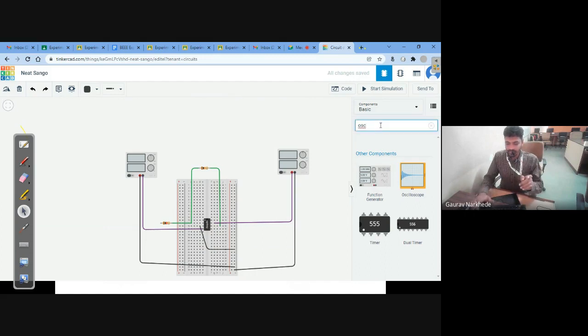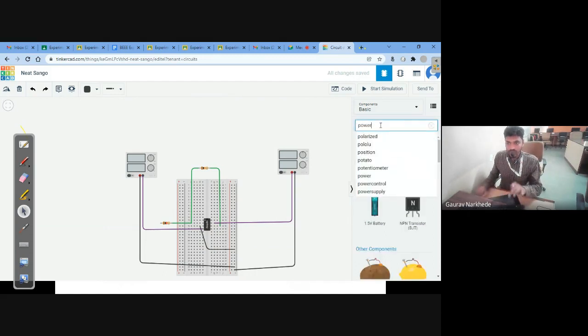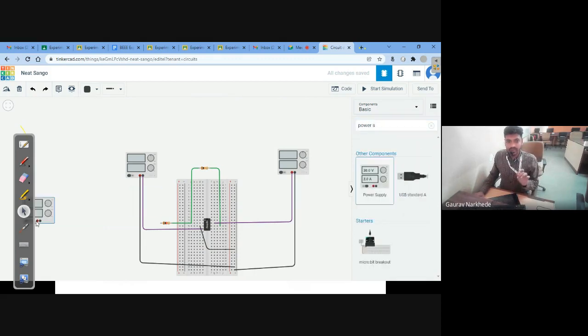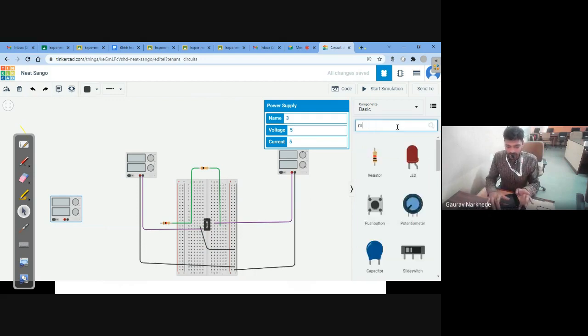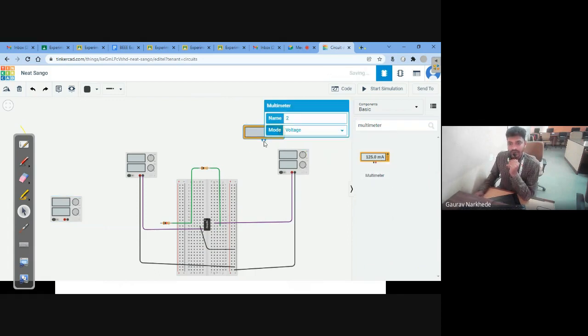Okay, I will use a power supply for input, and I will just use multimeter at the output. So this positive terminal is connected to the output. This is your output terminal, right? Let me give it some another color, and this color I will give to ground.